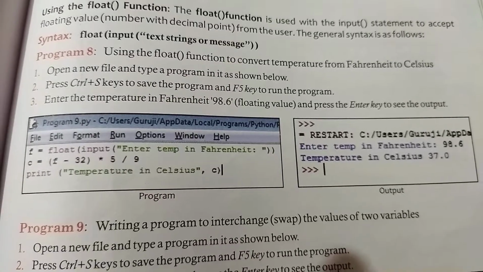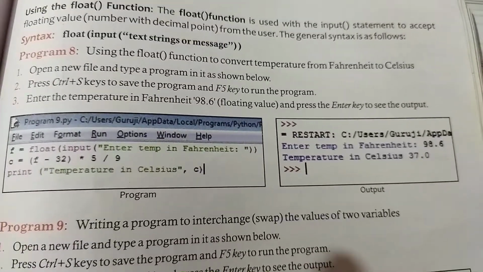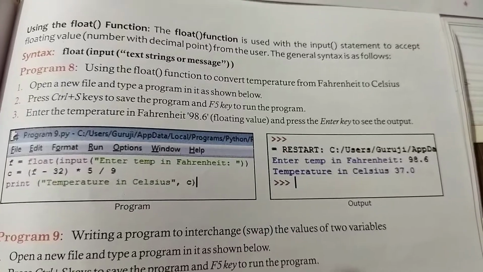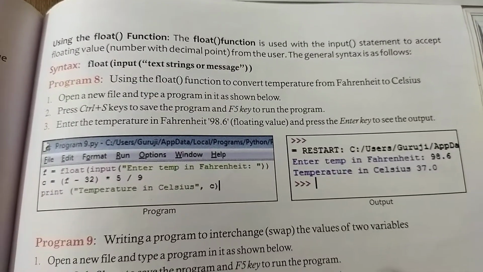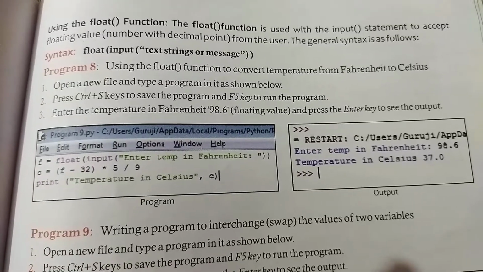Then after you save this program and check it, the output comes: enter temperature in Fahrenheit. You will put 98.6, any type of number, then the temperature in Celsius you will check is 37.0 after using this formula.